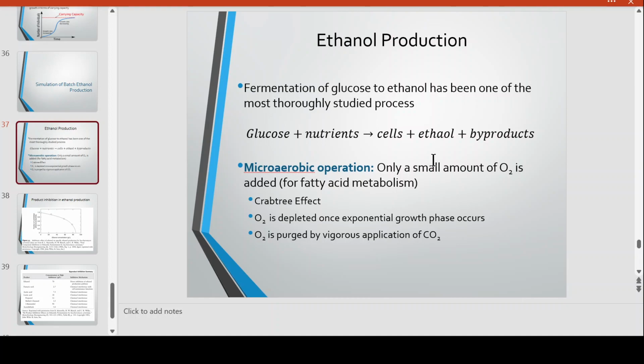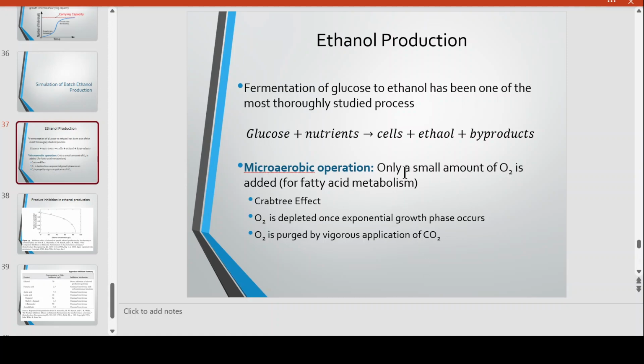Fermentation of glucose to ethanol has been one of the most thoroughly studied processes because of beverages, and not only that, ethanol is not only an additive in food but also an important chemical for cleaning, and especially now after the pandemic, all of us have a bottle of alcohol in our pocket. Fermentation of glucose to ethanol is a process where we have glucose and other nutrients to produce the cells, the ethanol, and its byproducts.